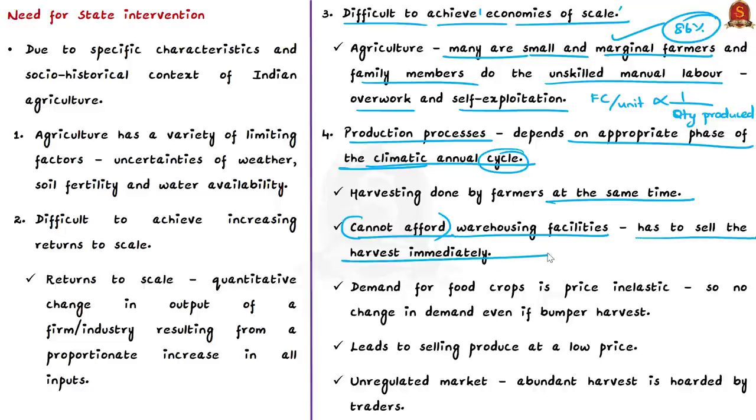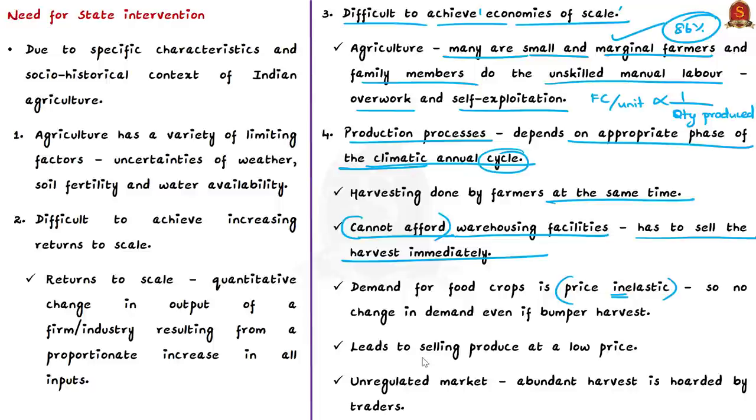And here, even if there is increased harvest, the demand does not change because the demand for food crops is price inelastic. Now, this means whether the price goes up or down, consumers' buying habits remain the same. So that means farmers inevitably have to sell their produce or harvest at a low price.